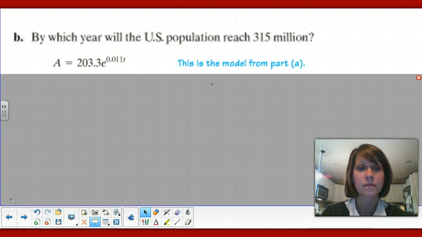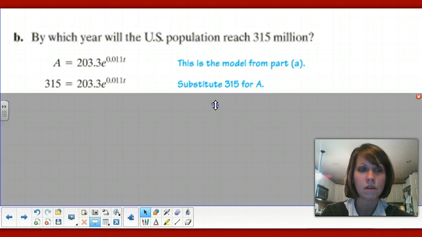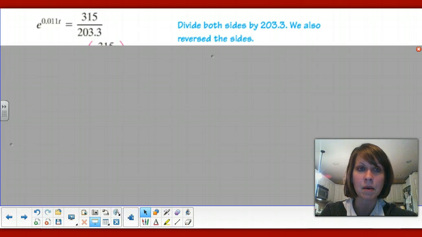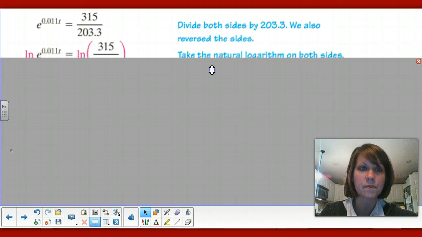So let me see if it will work. All right. So by which year? That means we want to find the T that will give us a population of 315 million. And now we have an equation that was identical to the form we had when we just found K. So all of the steps are going to be the same steps.